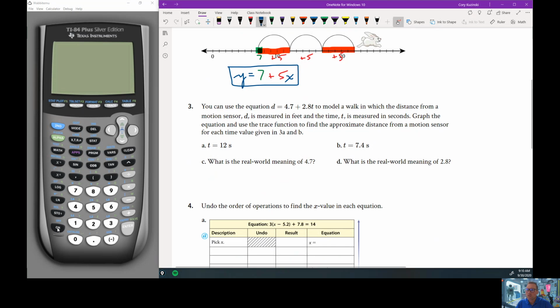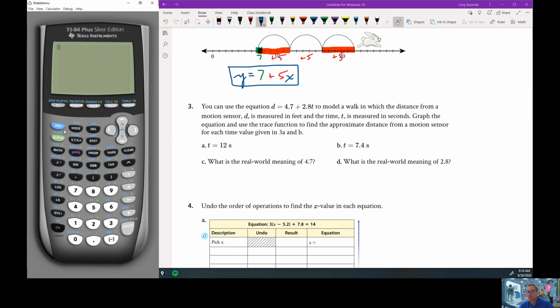All right, so kind of need a graphing calculator to do number 3 properly in the way we're being told to do it. It says you can use the equation D equals 4.7 plus 2.8t to model a walk in which the distance from motion sensor D is measured in feet and time. So just like we did in the investigation. T is measured in seconds, D is measured in feet. Graph the equation and use the trace function to approximate distances.